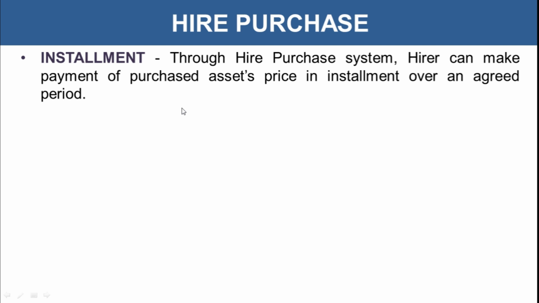So the hire purchase system also provides you with such an option where you can make installment payments over an agreed period of time. Generally this period ranges between 2 to 6 years, and in this time you will be able to make the payment. Mostly you will find the hire purchase agreements are of 3 years on average.